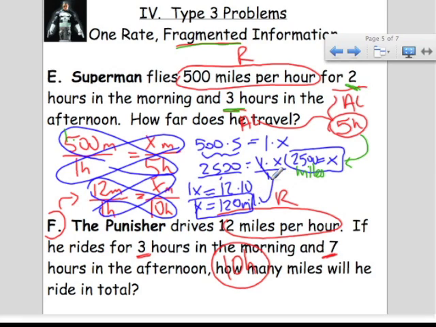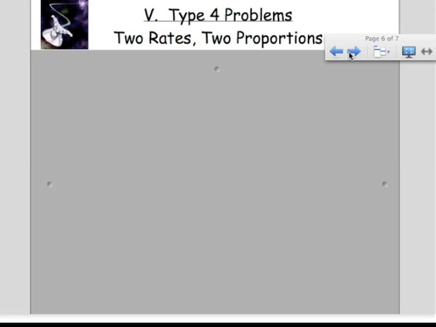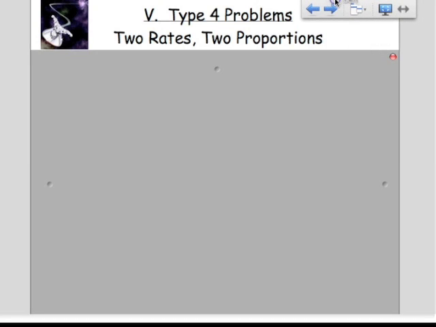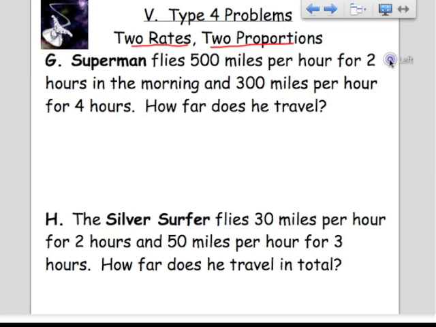We have just one last type of problem to look at, and that's a type 4 problem. These problems may be the trickiest because they give you two rates, which means in order to solve them, you're going to have to use two proportions. And really, you could use this kind of method for any number of rates. So if there were three rates, using 3 proportions, 4 rates, 4 proportions, and so on.